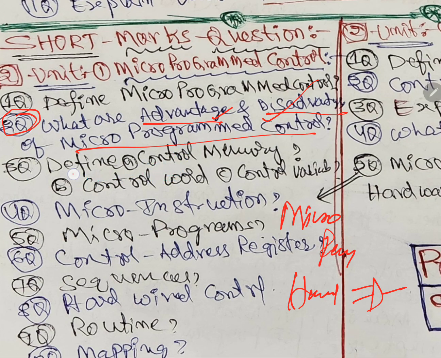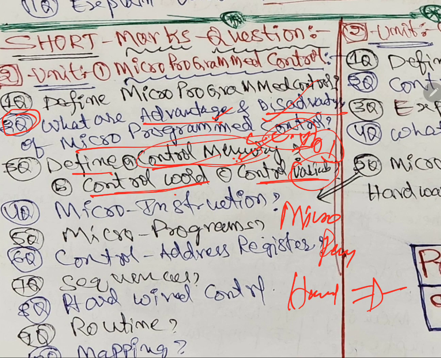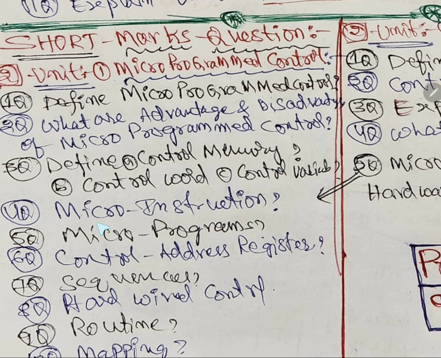Next topic, define control memory. Control memory is a collection of control words. In general English, words means letters, but here words means variables, control variables. Variables means zeros and ones. Control memory is a part of the control unit. That's it. This is a short marks question. Control word, collection of this, right? Very simple.